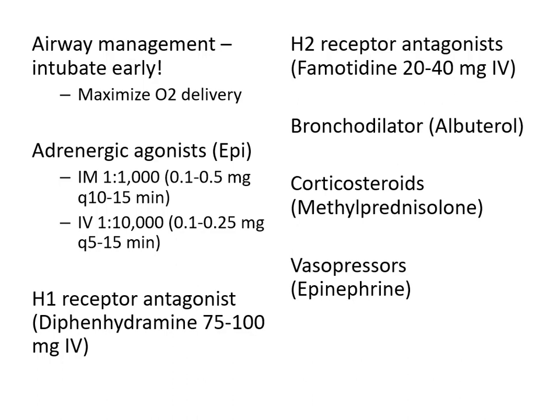Adrenergic agonists such as epinephrine are a frontline treatment. In this case, you would use IM epinephrine as opposed to IV epinephrine. IV epinephrine is reserved for treatment of cardiac arrest. Additional treatments that may be used include H1 receptor antagonists such as diphenhydramine, an H2 receptor antagonist such as famotidine, a bronchodilator such as albuterol, corticosteroids such as methylprednisolone, and vasopressors such as an epinephrine drip.